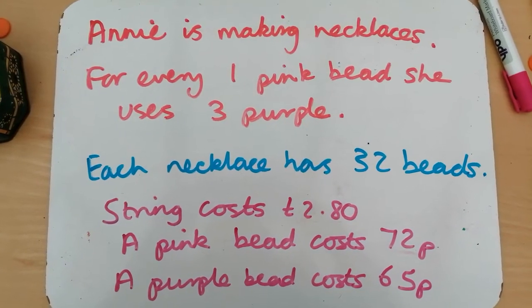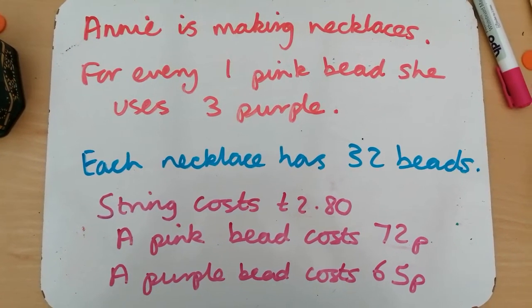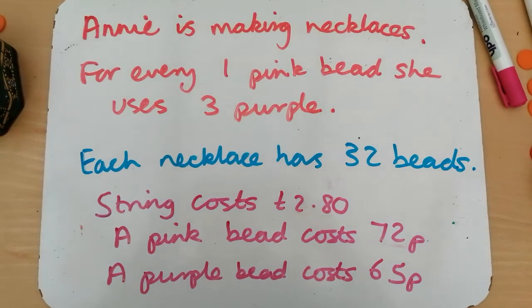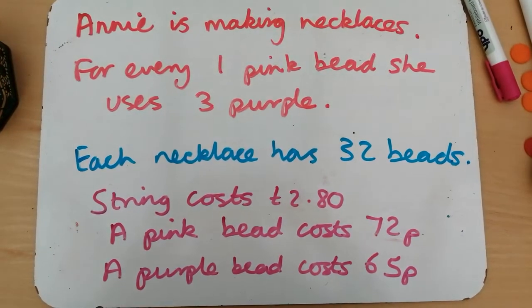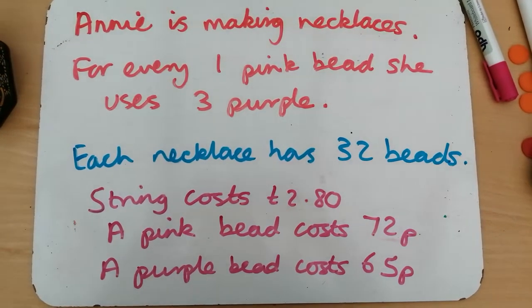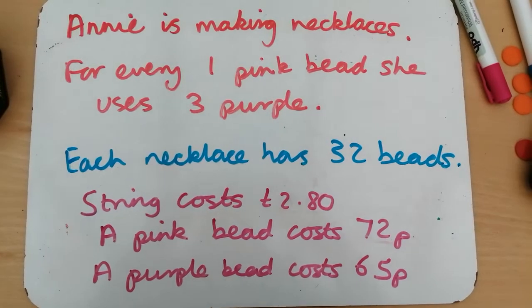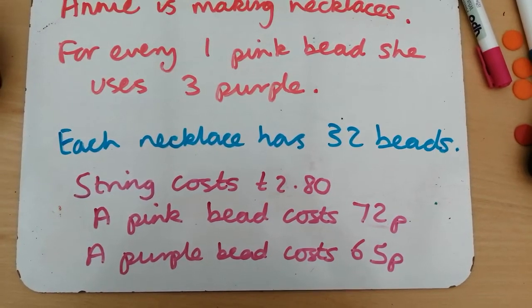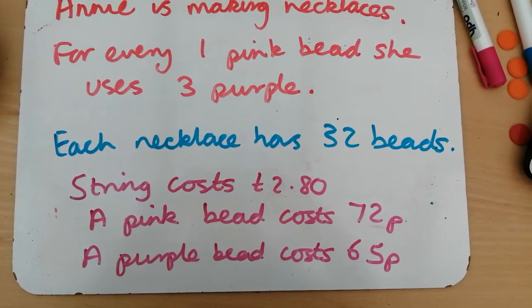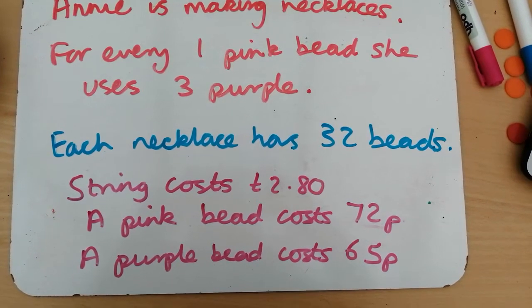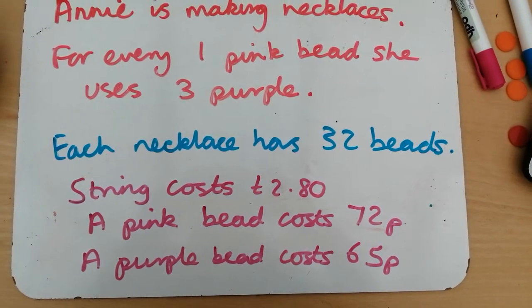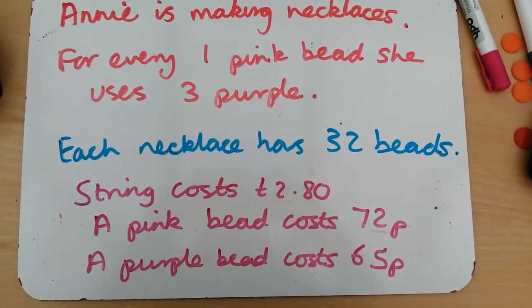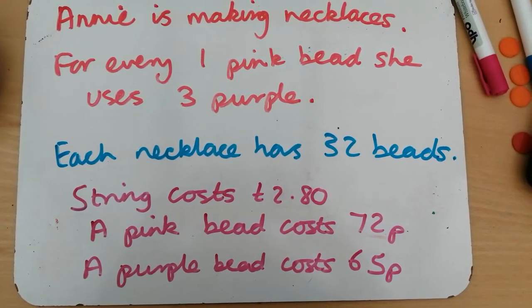And here's the last problem for today. Annie is making necklaces. For every 1 pink bead, she uses 3 purple beads. And they need a string to be strung onto. Each necklace consists of 32 beads. The string costs £2.80 in total. A pink bead costs 72p and a purple bead costs 65p. How much does it cost to make a whole necklace? Pause the video and work that out.